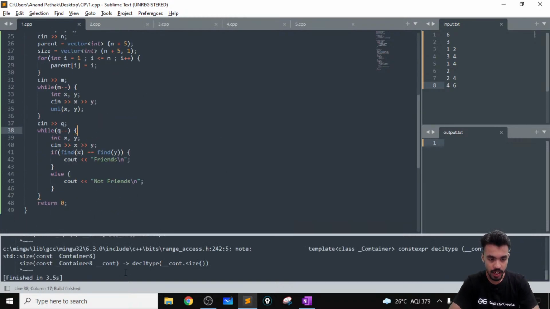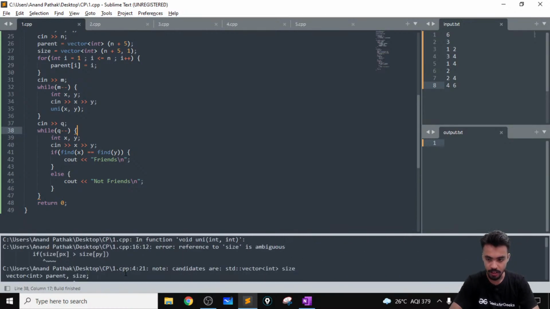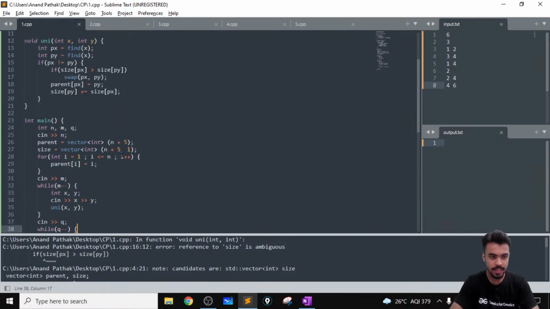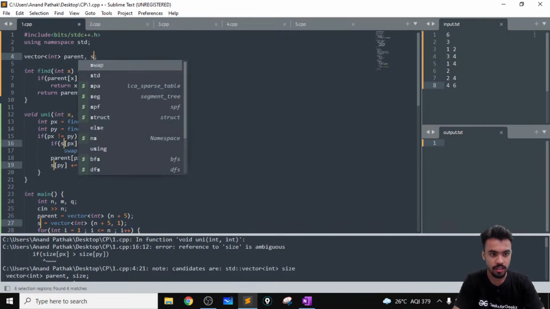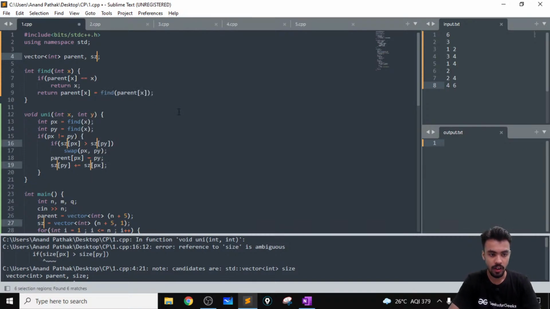Okay, so we are getting some error. Let me check where we have made some mistake. Okay, size. Generally size is ambiguous because size is also a function name, like vector dot size. So you cannot name it as size. So you can take some other name, say sz. Now let me check for this.